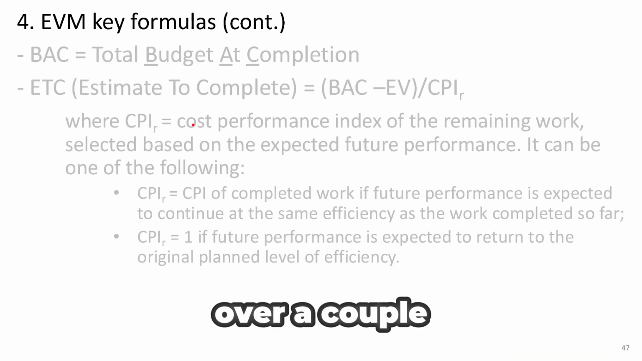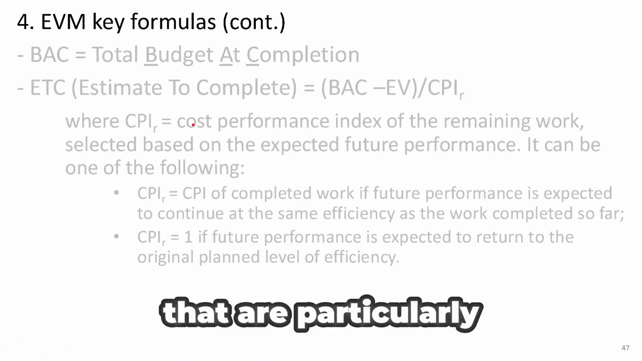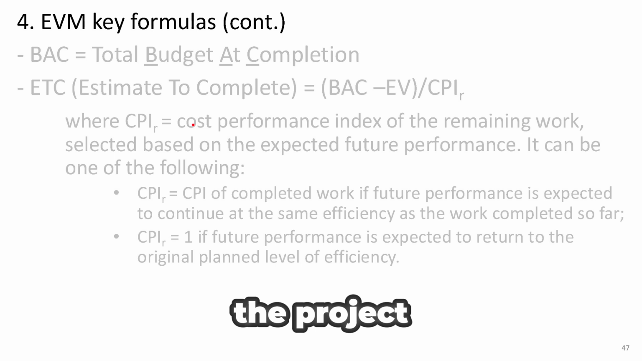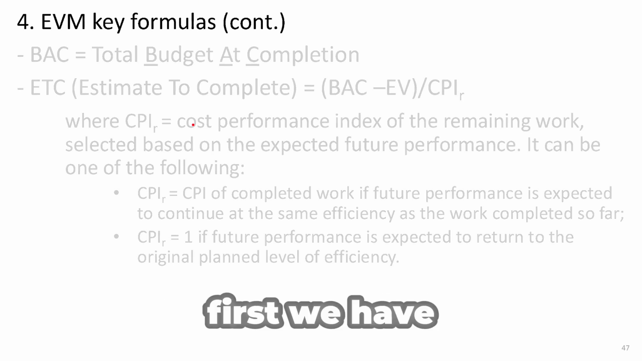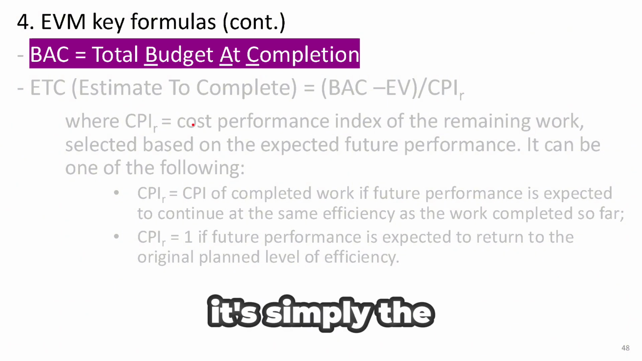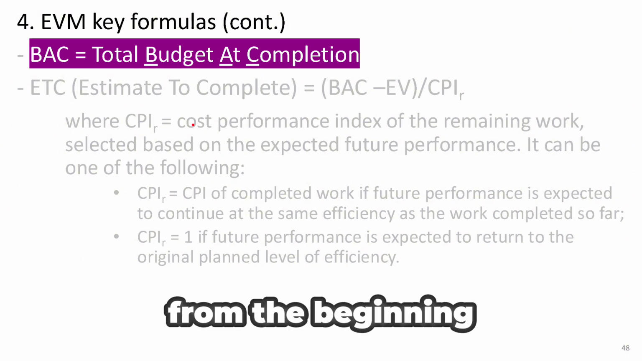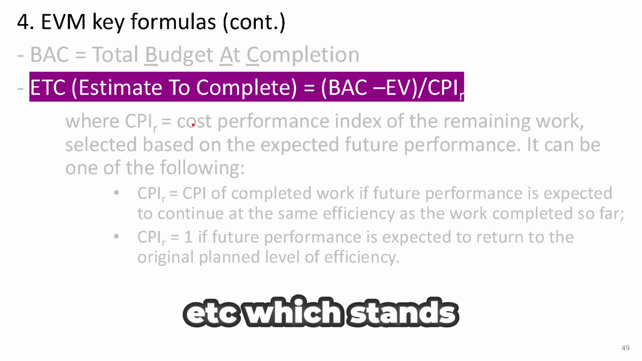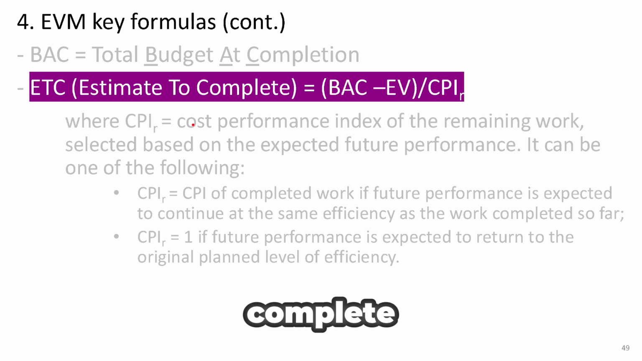Now, let's go over a couple more important formulas in EVM that are particularly used for forecasting the project cost at completion. First, we have BAC, which stands for budget at completion. It's simply the total budget you planned for the entire project from the beginning. Next, we have ETC, which stands for estimate to complete. This tells you how much more money you'll need to finish the project.